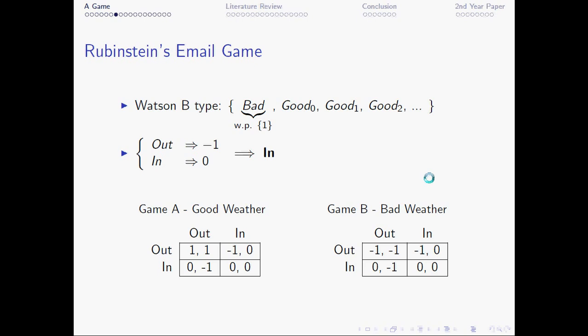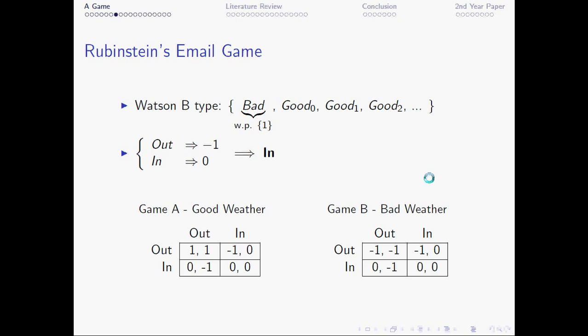So here, when we know that it's the bad weather, then going out gives you -1 no matter what happens with the other player, and staying in gives you 0, so staying in is the optimal strategy.